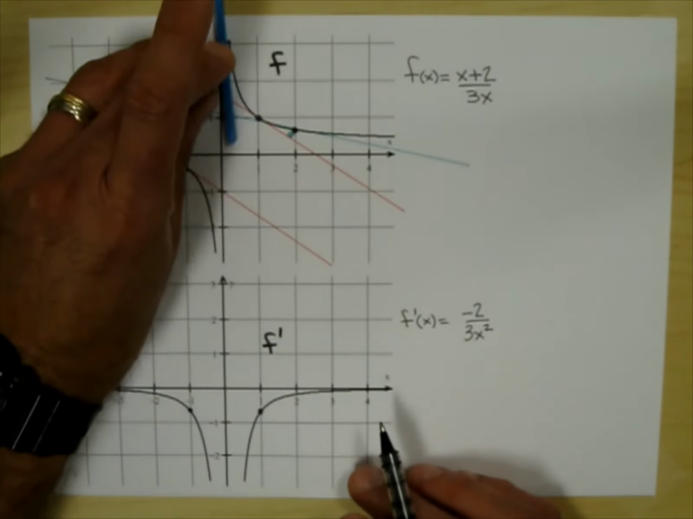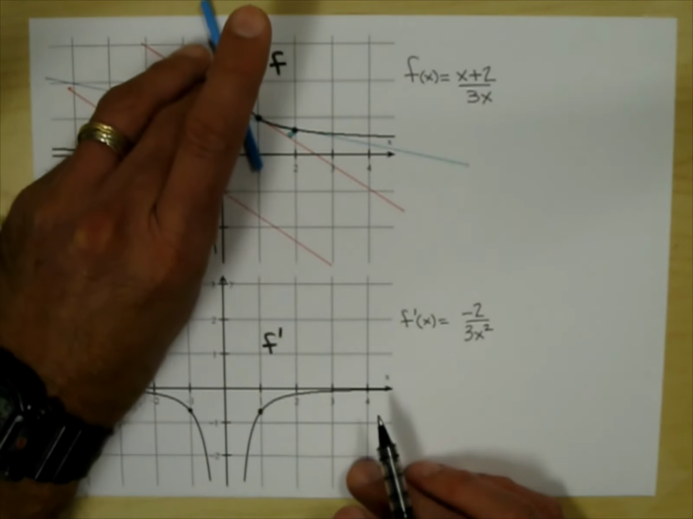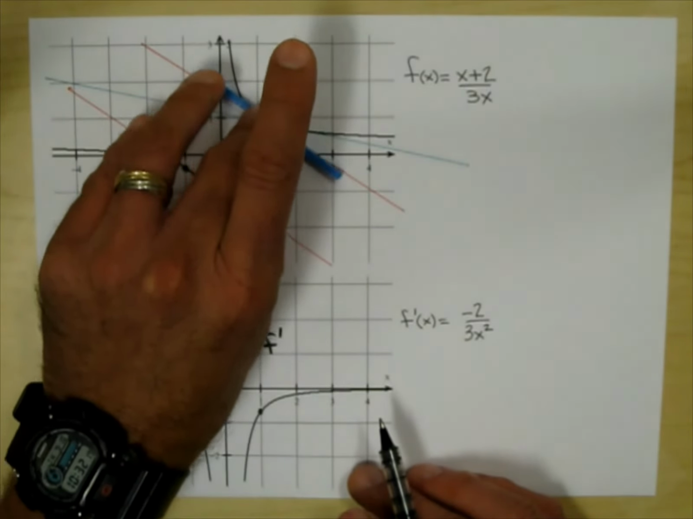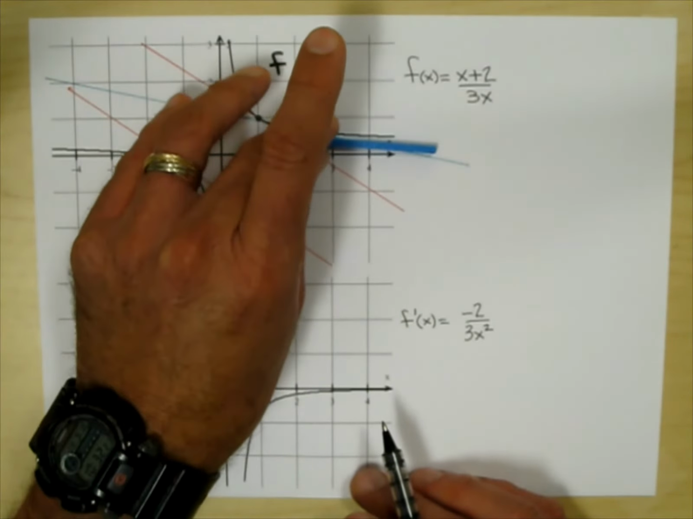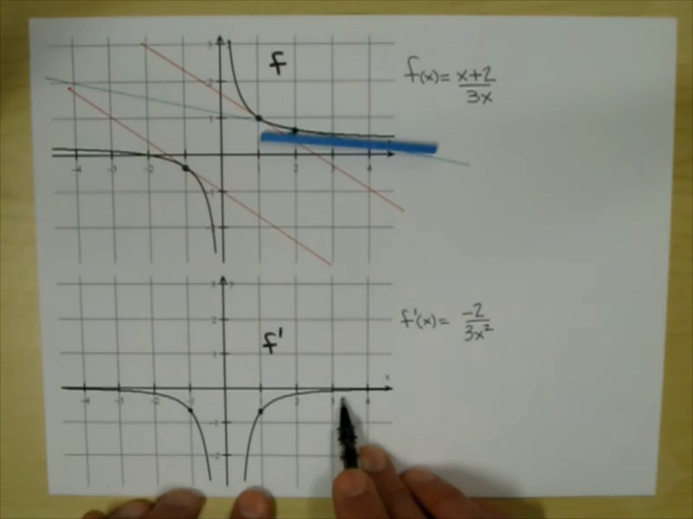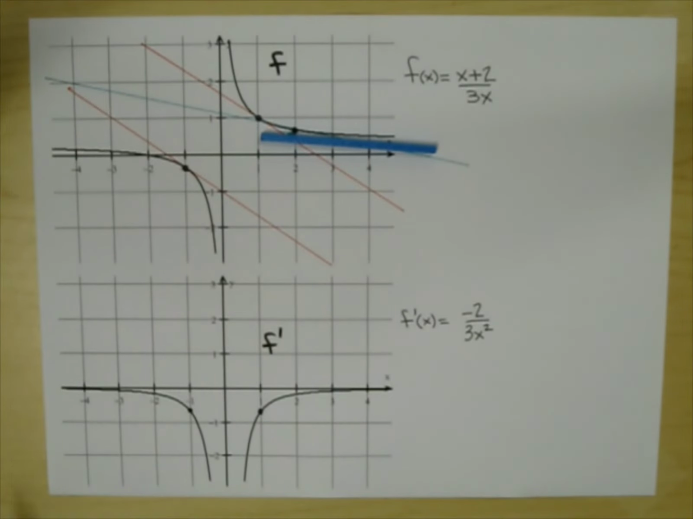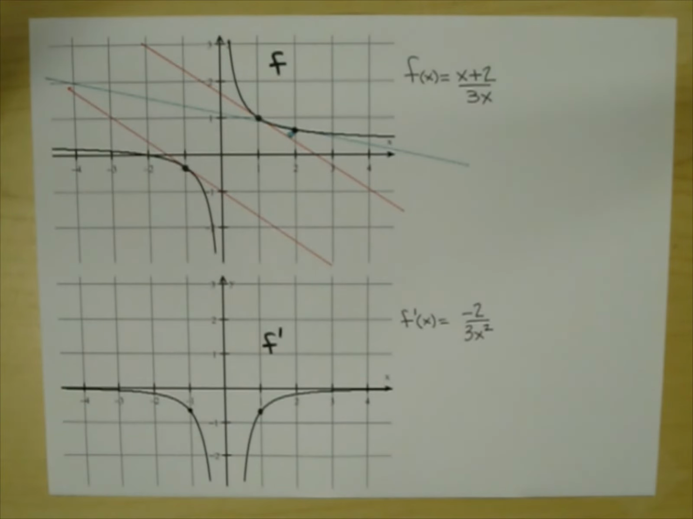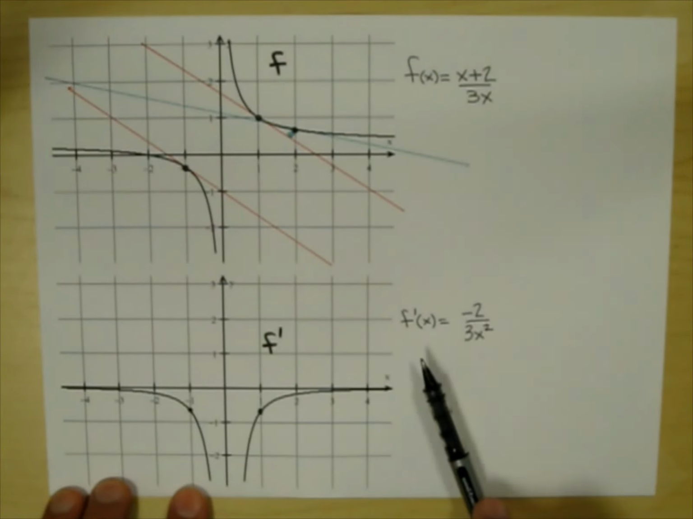And then as you start walking along this graph, the slopes are all going to be negative, but they're going to get closer and closer to 0, aren't they? Until you're like right here, it's very close to 0, and so is this. This describes the slope.